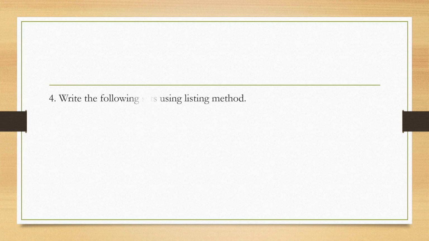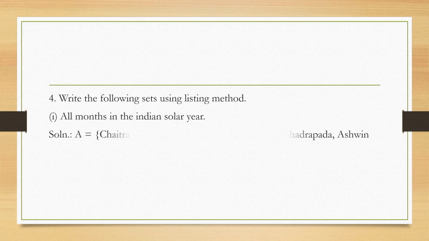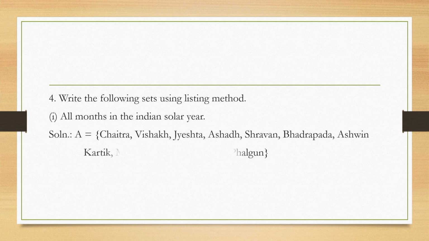Fourth, write the following sets using the listing method. First, all months in the Indian solar year. Indian solar year means Chaitra, Jyeshtha and so on. So how will we write? A is equal to curly bracket open, Chaitra, Vaishak, Jyeshtha, Ashad, Shravan, Bhadrapad, Ashwin, Kartik, Margashishya, Paush, Magh, Falgun, curly bracket close.